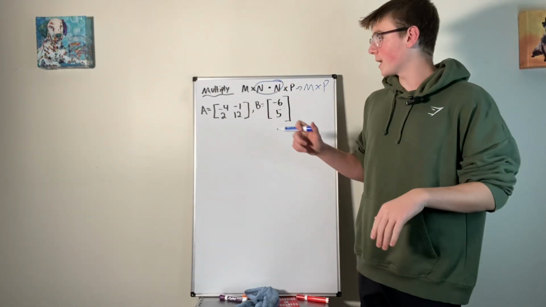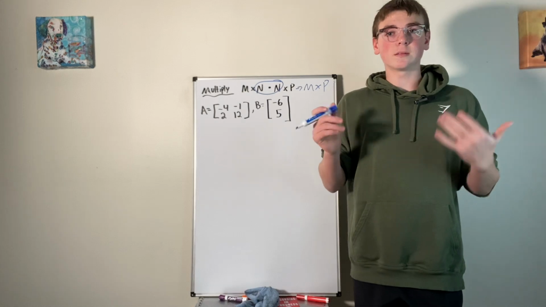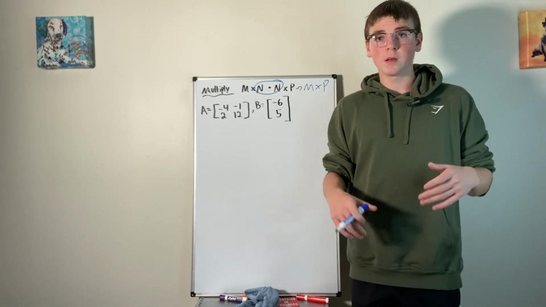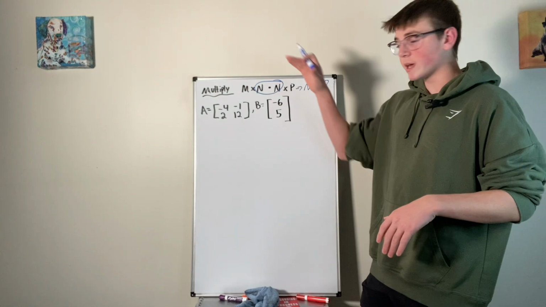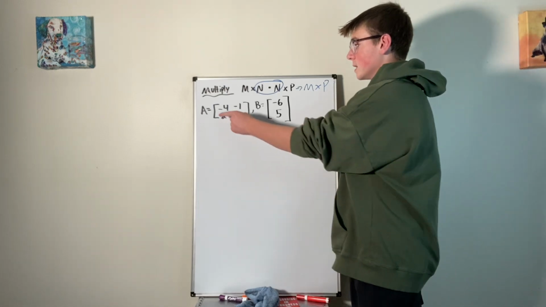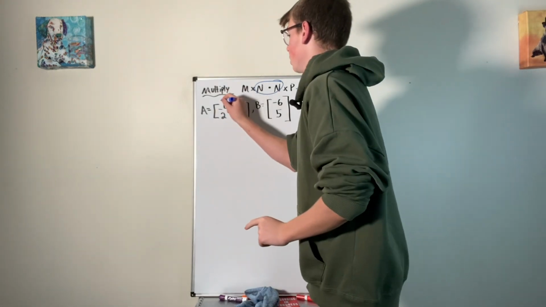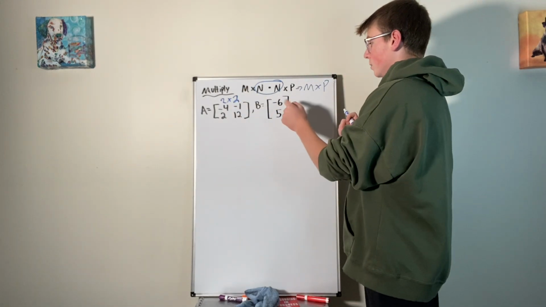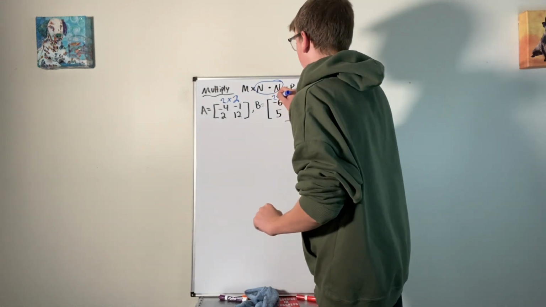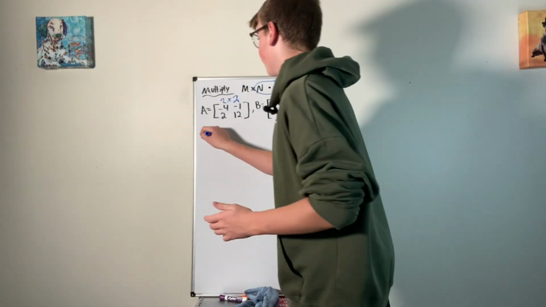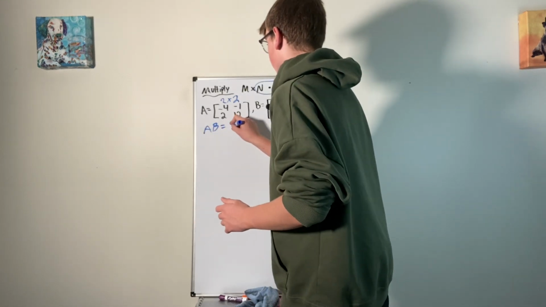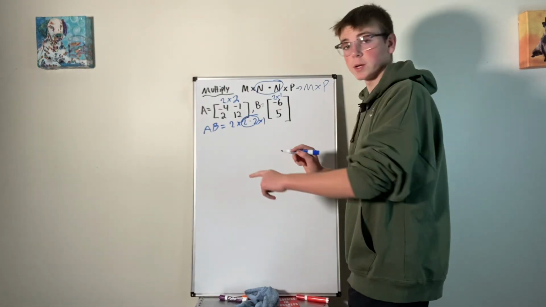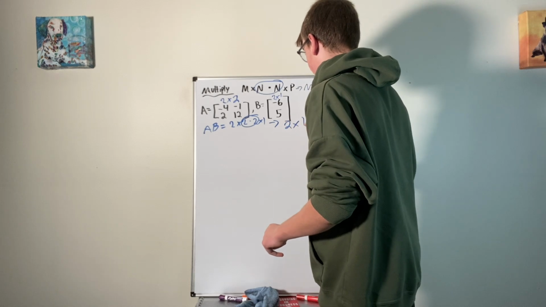We're going to test this by finding AB, BA, and A squared. A is negative 4, negative 1, then 2, 12, and B is negative 6, 5. So A is a 2 by 2 matrix, and B is a 2 by 1 matrix. If we find AB, we get 2 by 2 times 2 by 1, which clearly has 2s in the middle, so we're good, and that results in a 2 by 1 matrix.